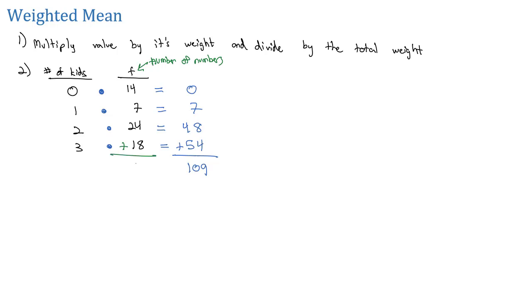So if we add up the frequencies, the 14 plus the 7 plus the 24 plus the 18, we should get 63. So now we can take the total of 109 and divide by the 63 people who responded in this survey, and that's going to give us a weighted average of 1.73 kids per person we interviewed.